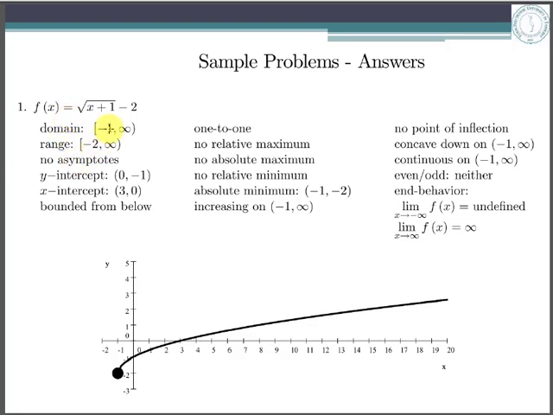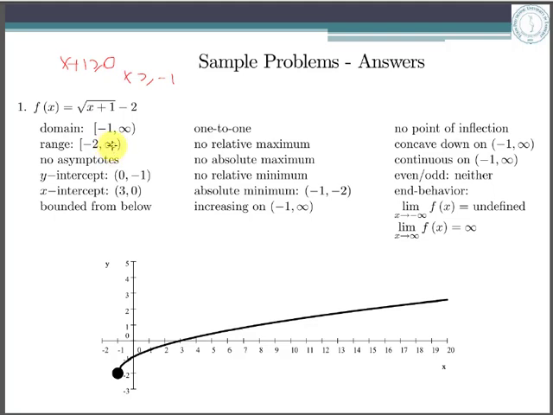The domain of this function is from -1 to plus infinity, because x + 1 should be greater than or equal to 0. So it means x is greater than or equal to -1, because it is the square root.